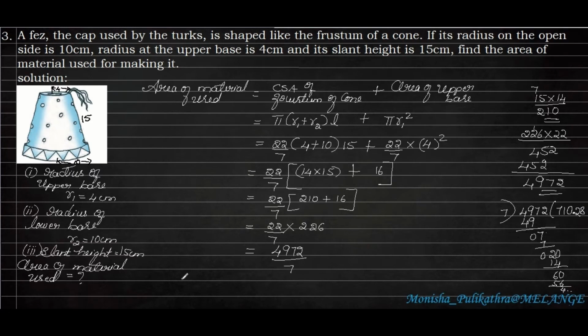Okay. So area of material used is equal to 710.28 centimeter square. Since all the units are given in centimeter, we have to write it as centimeter square. I hope you understood this.